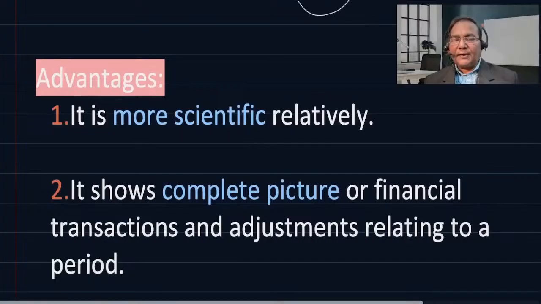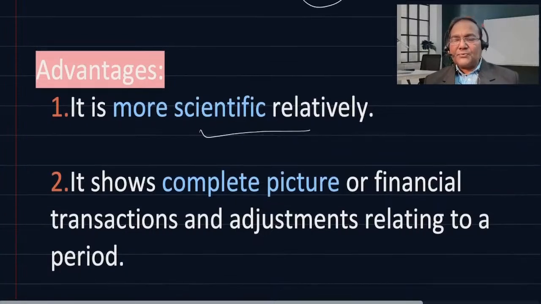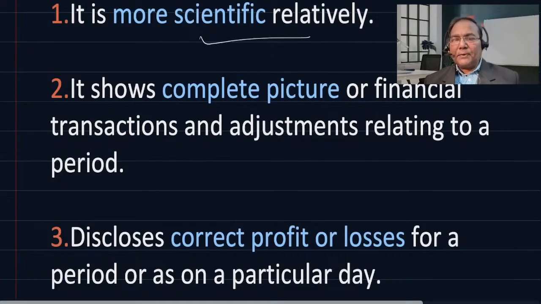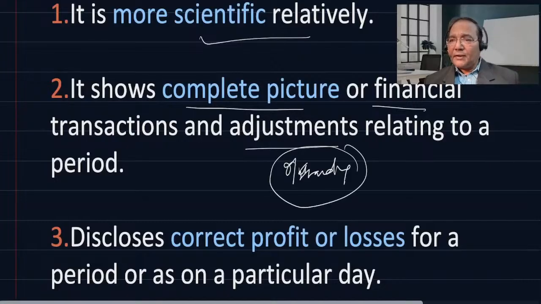Now there are certain advantages. It is relatively more scientific. Why? Because it pays attention to the aspects which are considered to be expenses or revenue, irrespective of the fact that whether cash is paid or not. It shows a complete picture of financial transactions and adjustments relating to a period. Everything gets recorded in order to come to a conclusion of profit, or if there is any adjustment, meaning outstanding, this is to be treated in order to generate the profit.